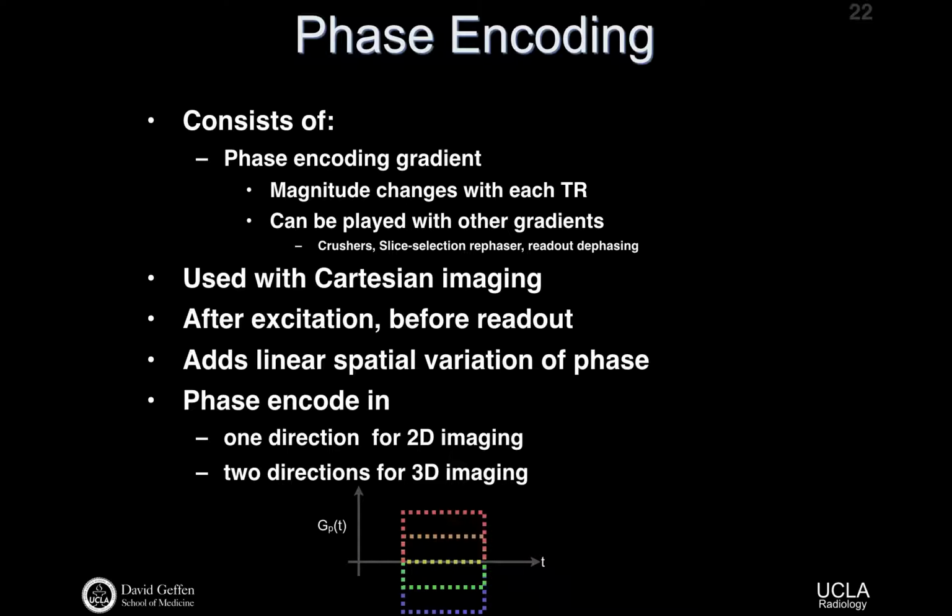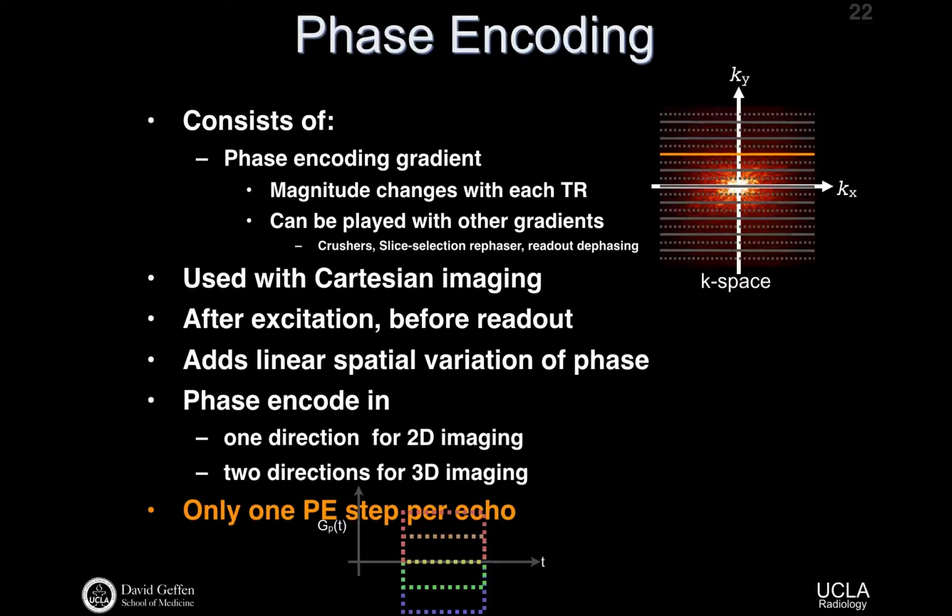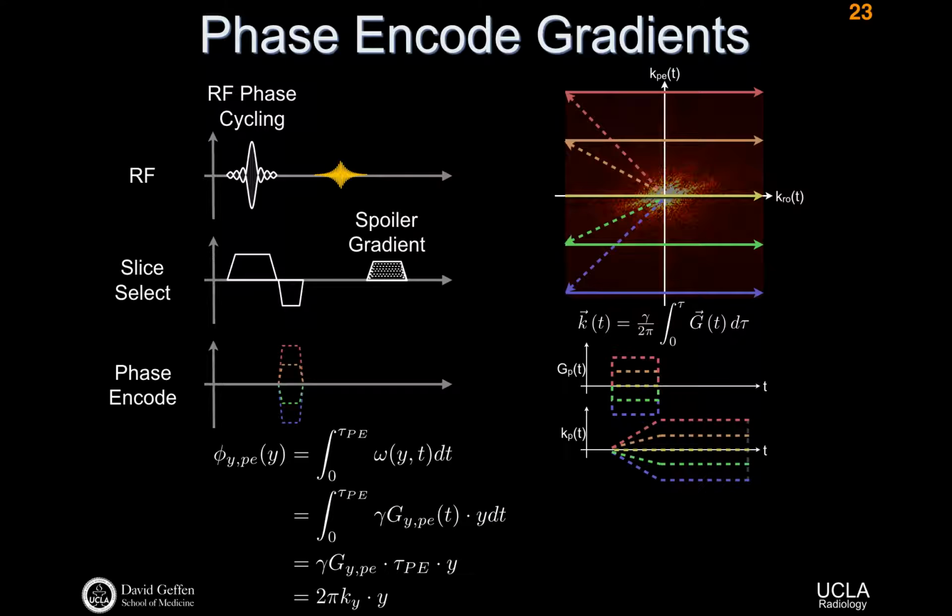But it's typically associated with Cartesian imaging. We can do this for 2D imaging, where we just phase encode in one direction, or we can do it for a three-dimensional volume and phase encode in two different directions. Typically, there's only one phase encode step per echo. We can go through this.